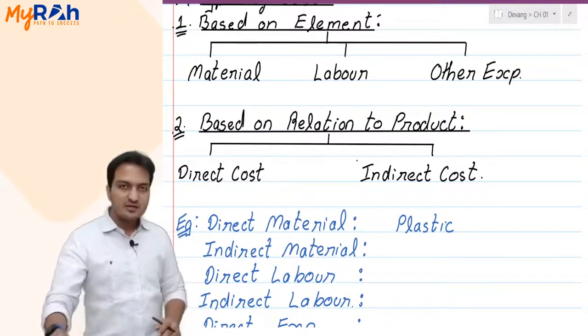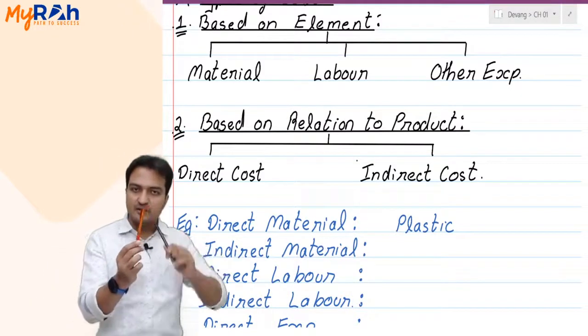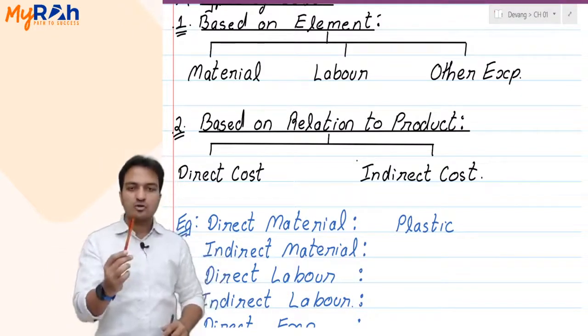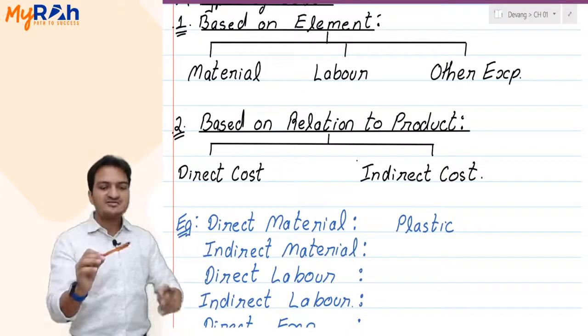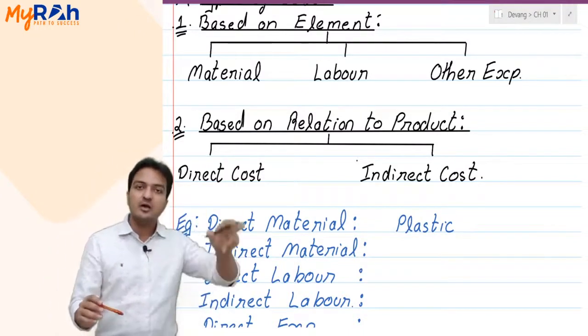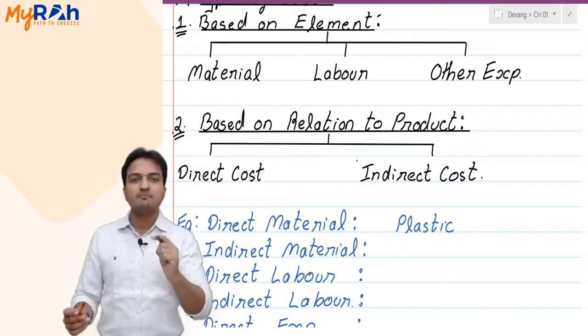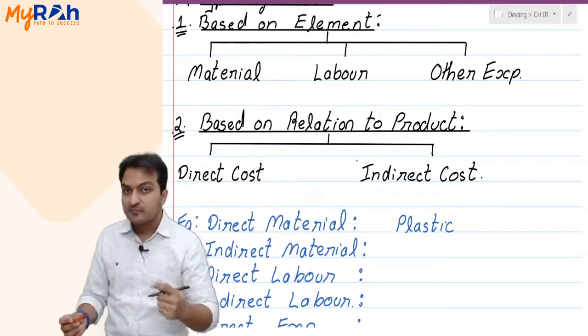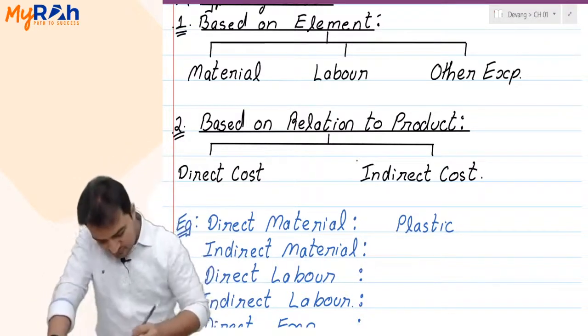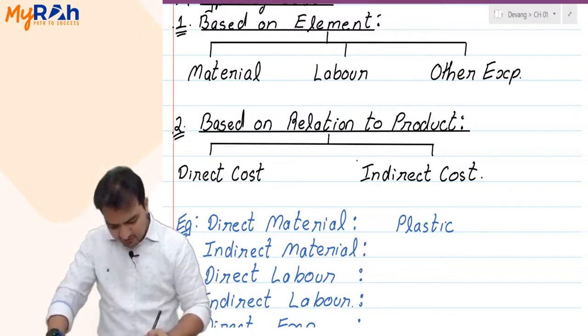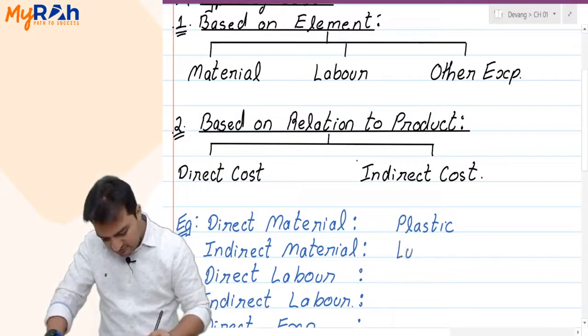But am I using the lubricants directly on the product here? No. Lubricants are not used on this product. Lubricants are used in the machine. The machine is used to make the product. Hence those lubricants will become my indirect material. So the indirect material example I'll write here as lubricants.